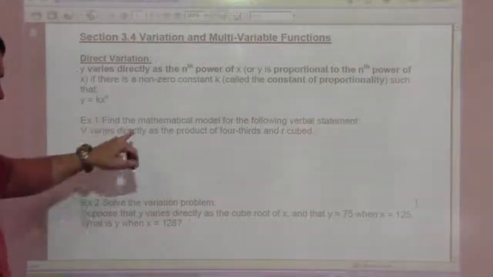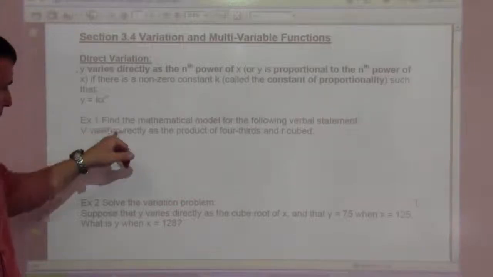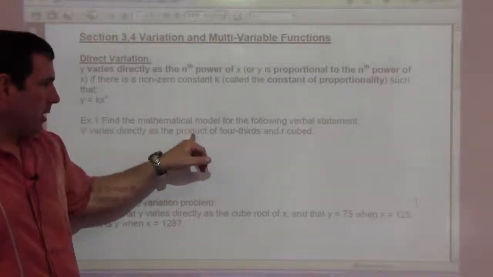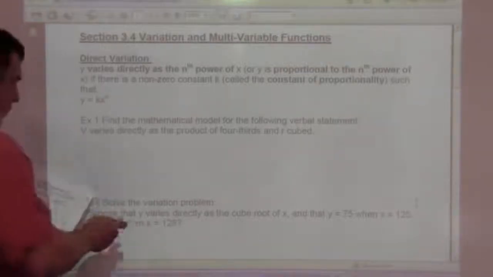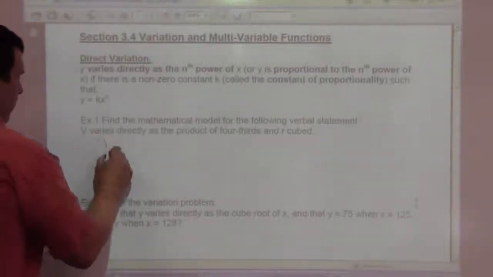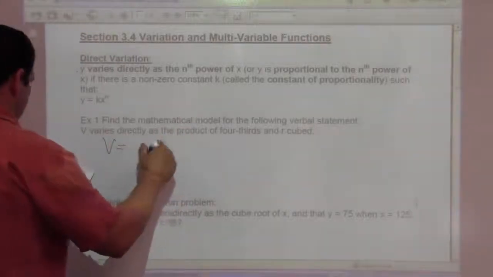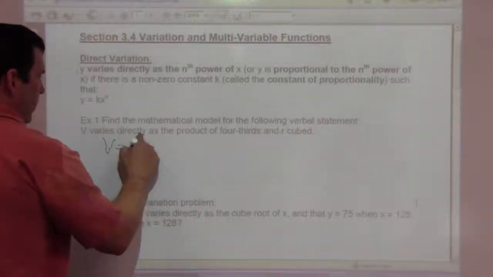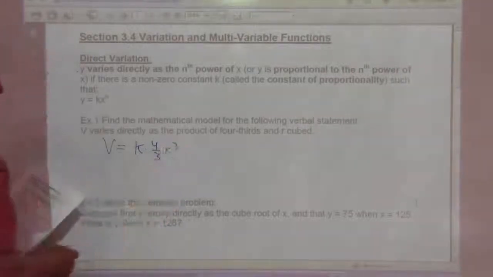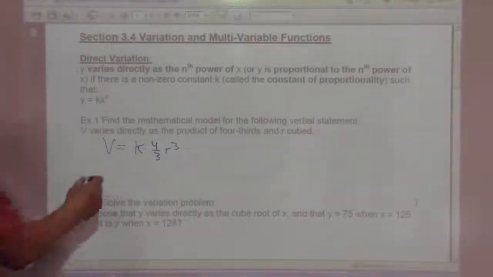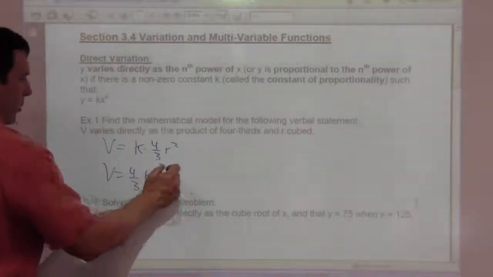So, example 1, find the mathematical model for the following verbal statement. V varies directly as the product of 4/3 and r cubed. That would just be V equals, varies directly, you've got to have a k in there, 4/3 r cubed. So you can write V equals 4/3 k r cubed.